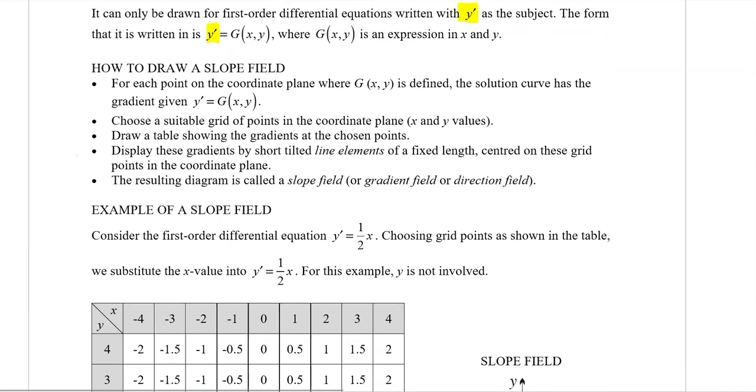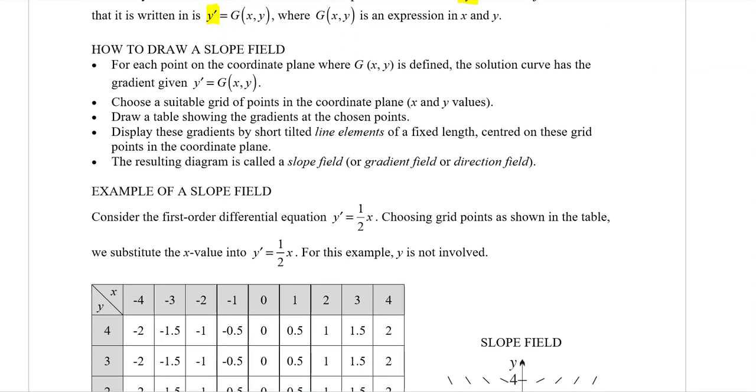How to draw a slope field. For each point on the coordinate plane where our g of x, y is defined, the solution curve has the gradient given as y dash equals g of x, y. Choose a suitable grid of points in the coordinate plane, and we need the x and the y values. Draw a table to show the gradients at the chosen points. Display these gradients by short tilted line segments of a fixed length centered on these grid points in the coordinate plane. And this is what takes time, and unfortunately it is not very accurate. The resulting diagram is called a slope field or a gradient field or direction field.